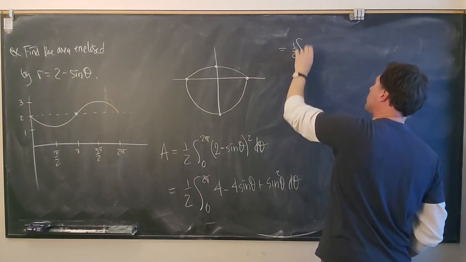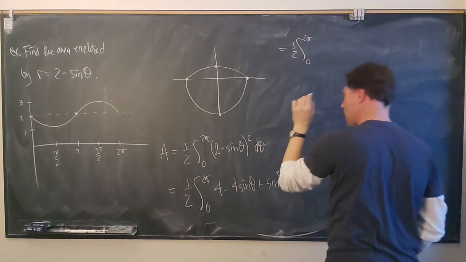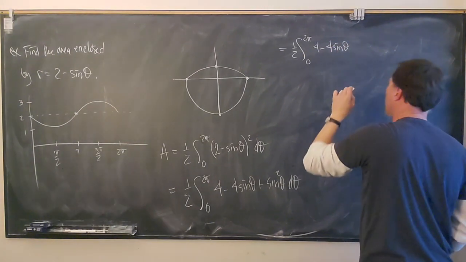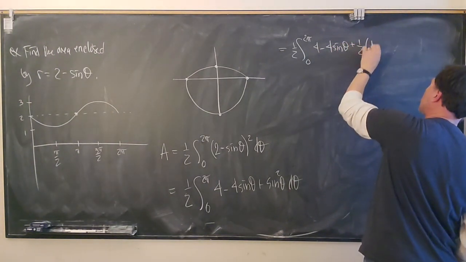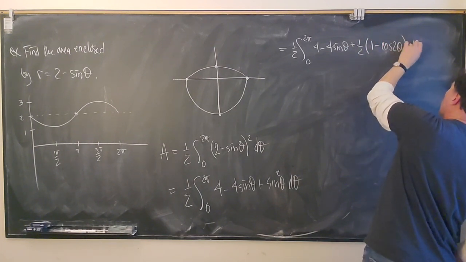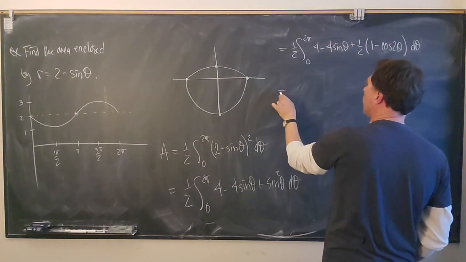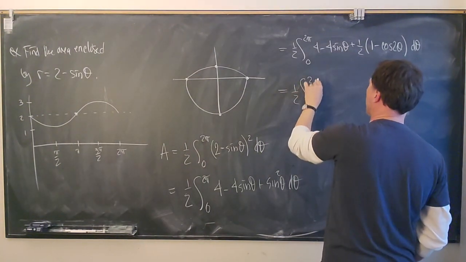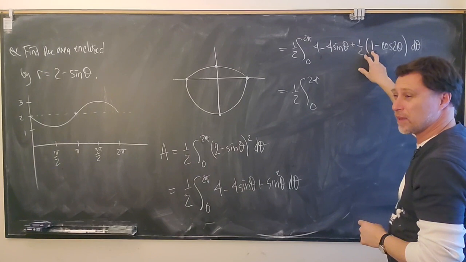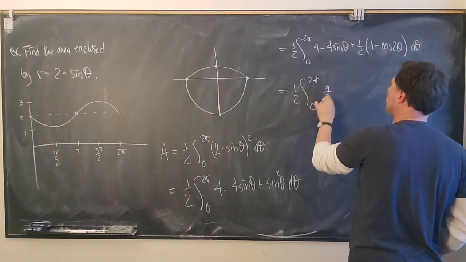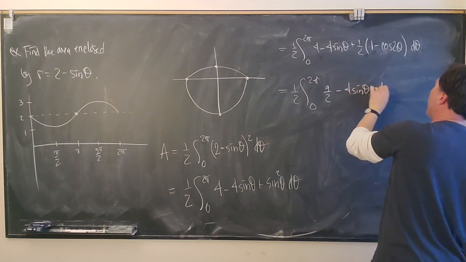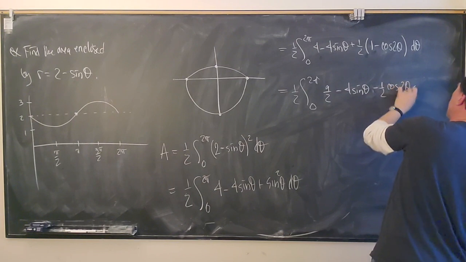That's 1/2 integral 0 to 2 pi of 4 minus 4 sine theta plus 1/2 times 1 minus cosine 2 theta d theta. So that'll be 1/2 integral 0 to 2 pi, just cleaning things up a little bit. This will give me a 4 plus 1/2, so that's 9/2, minus 4 sine theta, minus 1/2 cosine 2 theta d theta.